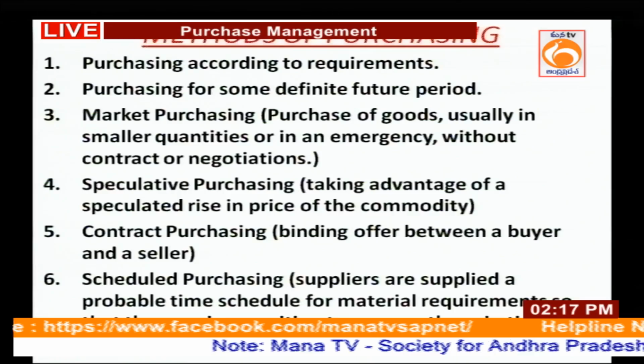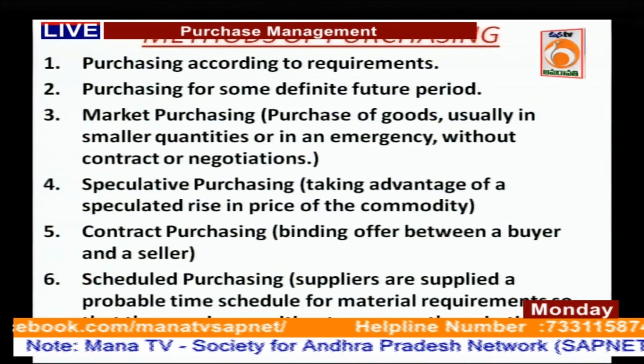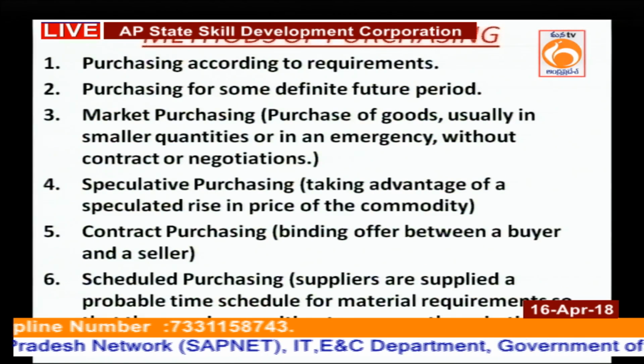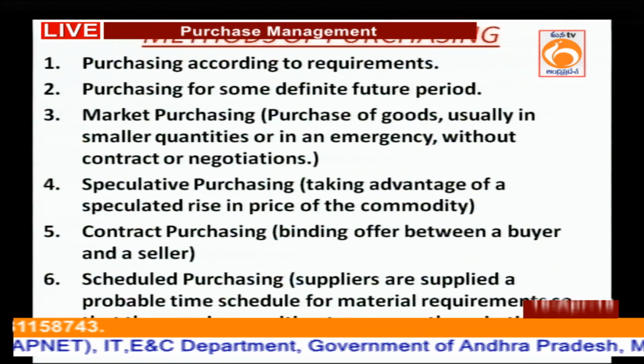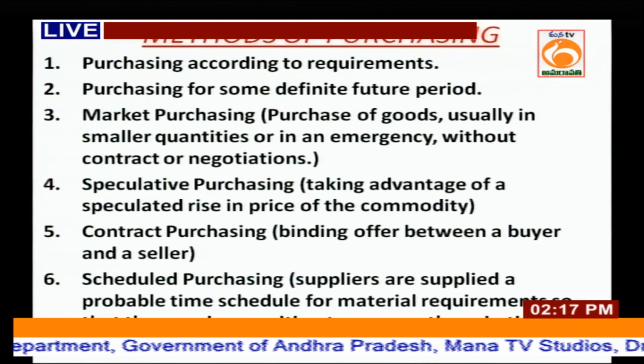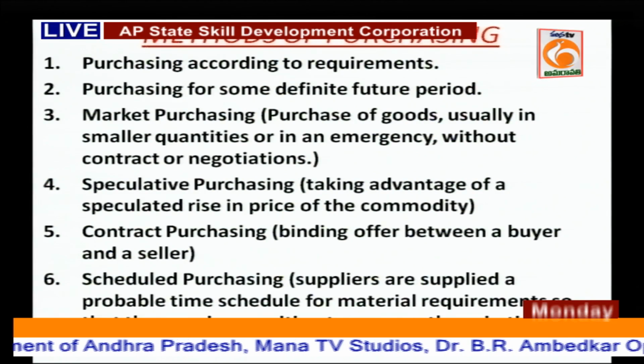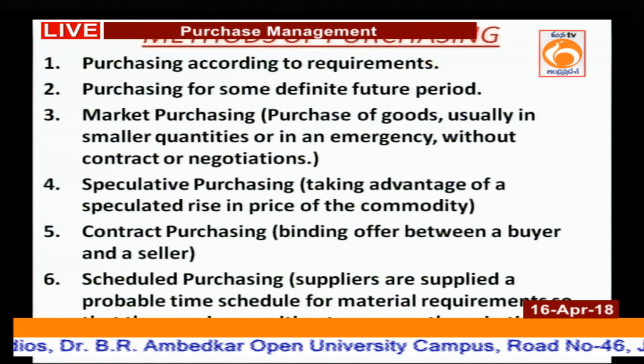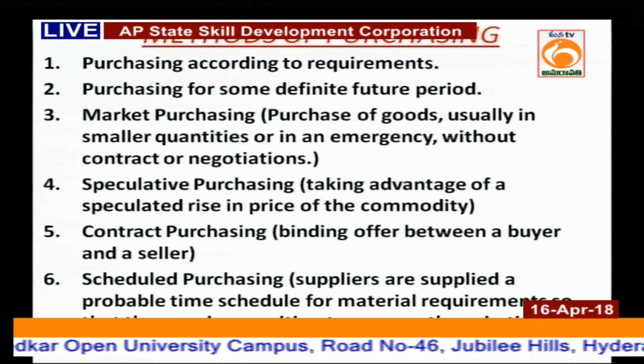So, what are the different methods of purchasing? According to the requirement for a particular period of time. Market purchases: purchase of goods usually in smaller quantities on an emergency basis without contract or negotiation, an instant buy without negotiation, whatever is available in the market based on the market price.